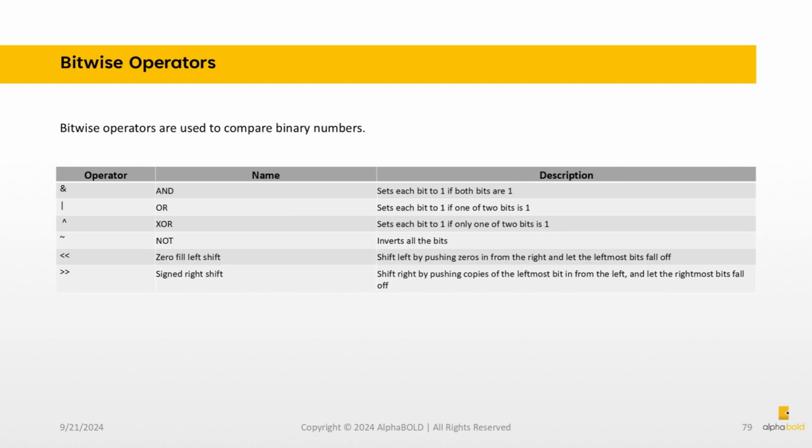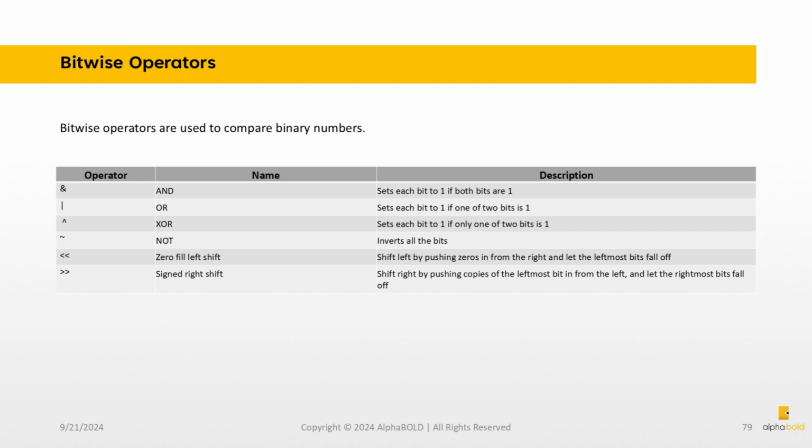Bitwise operators. And sets each bit to 1 only if both corresponding bits in the operands are 1. Otherwise, it sets the bit to 0. Or sets each bit to 1 if at least one of the corresponding bits in the operands is 1. Otherwise, it sets the bit to 0. XOR sets each bit to 1 only if the corresponding bits in the operands are different, one is 0 and the other is 1. Otherwise, it sets the bit to 0. Not inverts all the bits in the operand. 1 becomes 0, and 0 becomes 1.